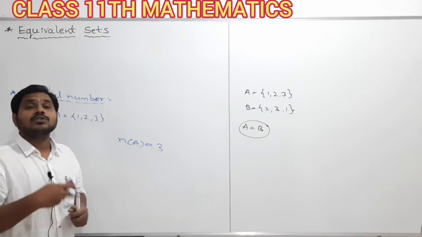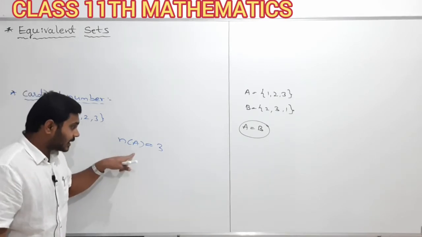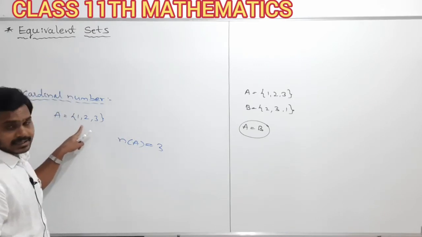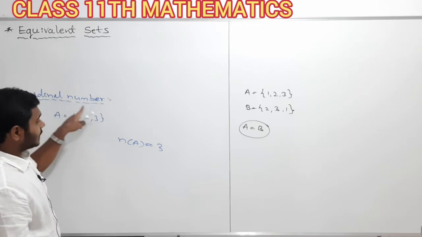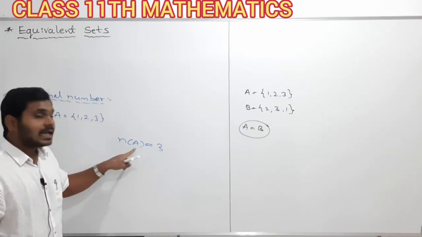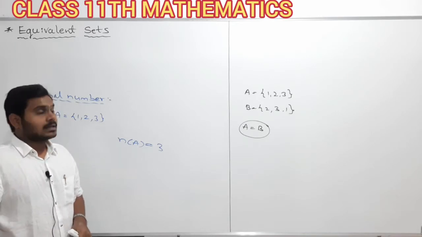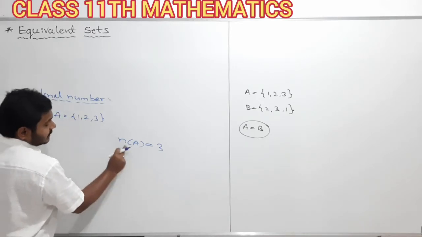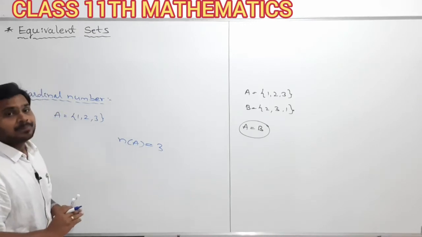So N of A means what? N of A means the total number of elements present in the given set A is called the cardinal number or cardinality of a set A, and it is denoted by N of A. Clear? So my dear students, in the set A, three elements are there. So therefore N of A is equal to 3.